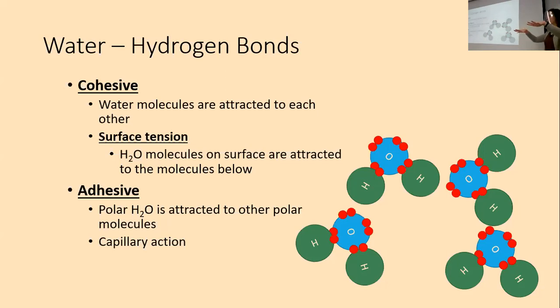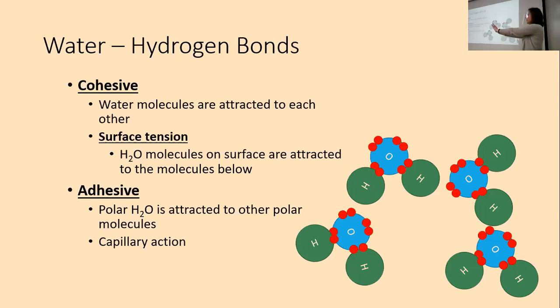And you get this kind of, not quite a film, right? But that surface tension, that kind of sticky top to water, if that makes sense, right? Because the H2O molecules on the surface are attracted to the molecules below them, right? So water molecules are attracted to other water molecules. But water is also adhesive, right? So they will kind of add themselves to other things, right? So we've got cohesive, they stick together, adhesive.